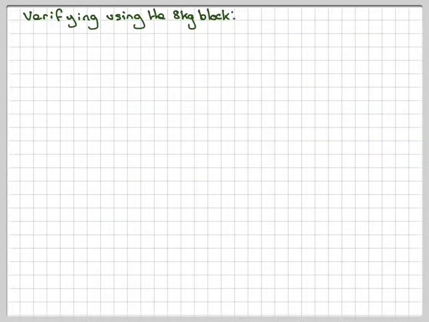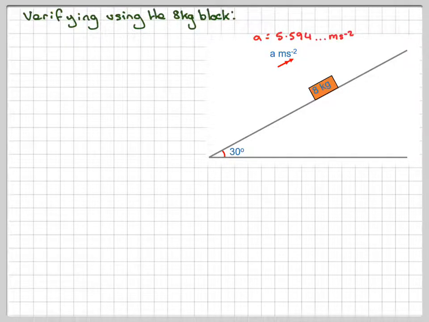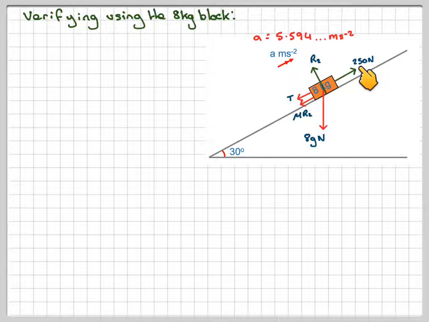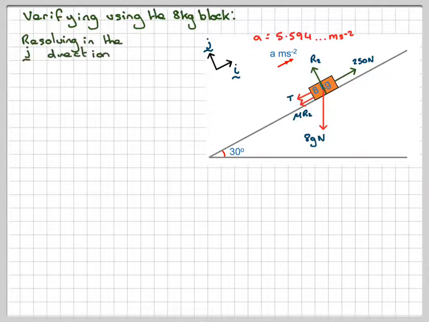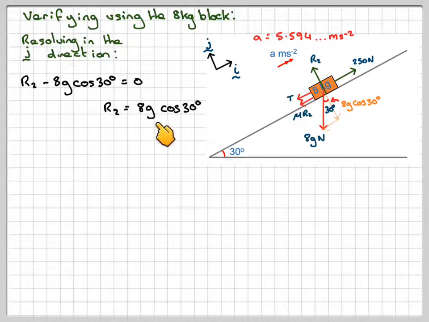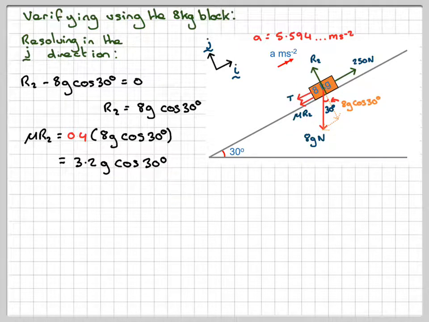So if we check the 8 kilogram block, we do exactly the same thing. 8g newtons, R2, mu R2, the tension acting this way, and the original 250 newton force acting this way. Resolving in the j direction again, R2 minus this component of the weight, 8g cos 30, is equal to 0. R2 will be equal to 8g cos 30. Then mu R2 will be 0.4 times 8g cos 30, which gives you 3.2g cos 30.